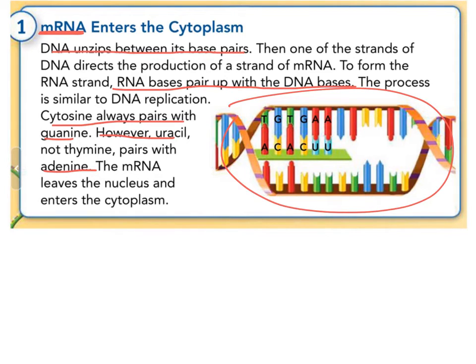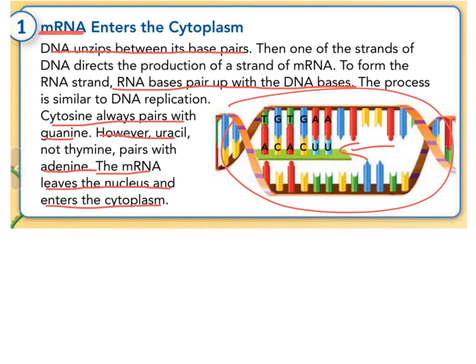It unzips, boom. We need to make this protein. The DNA unzips, exposes this gene, mRNA comes in and makes the copy. Okay. Then the mRNA leaves the nucleus and enters the cytoplasm. That way the DNA stays unharmed.